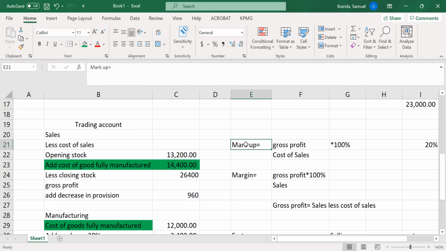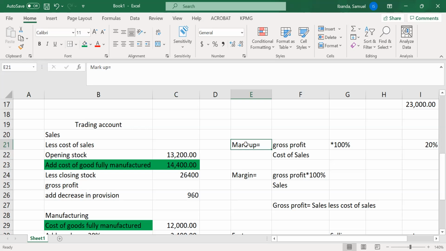Now, markups are very common when we are dealing with manufacturing accounts, because when we are transferring goods, they are at cost level. We've not yet sold them. When we are doing the manufacturing account, whatever we get is the cost. We don't get the sales, so we cannot use the margin. We rather have to use the markup.